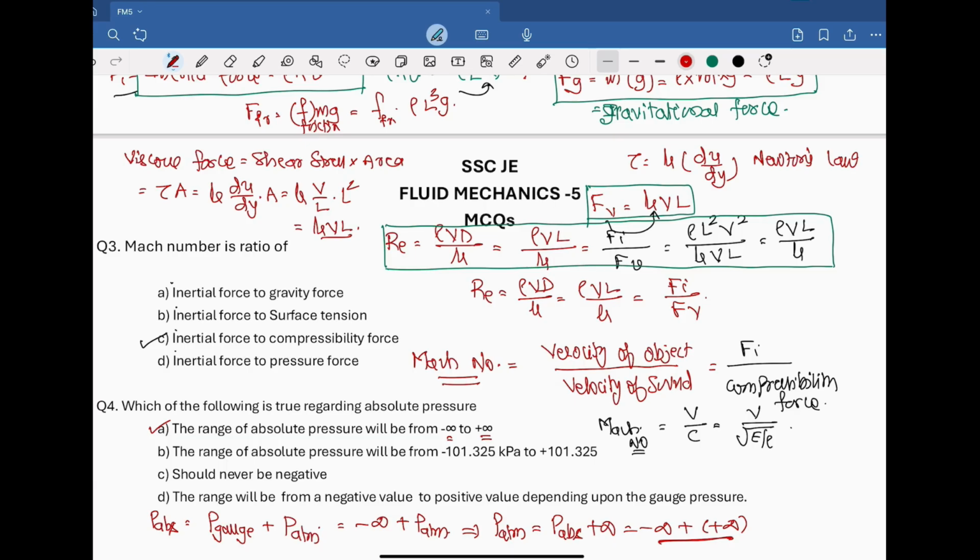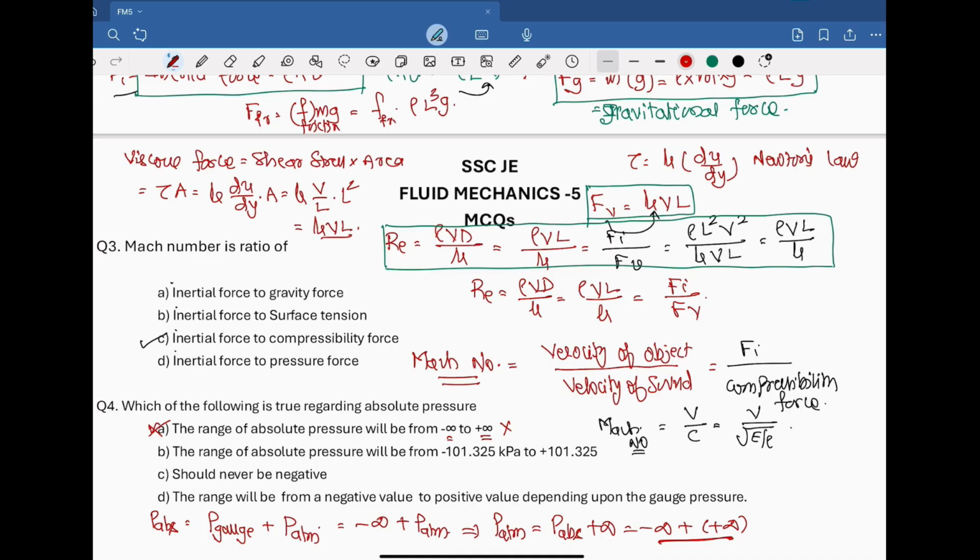The range of absolute pressure is minus infinity to plus infinity? Gauge pressure, can it be minus or plus infinity? We can't live under a gauge pressure of infinity, minus infinity or plus infinity. So it is wrong.